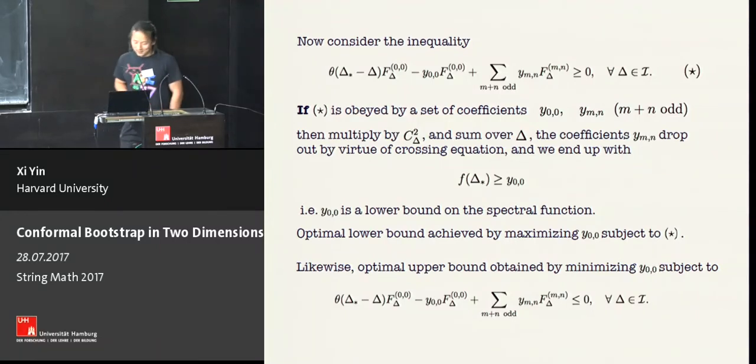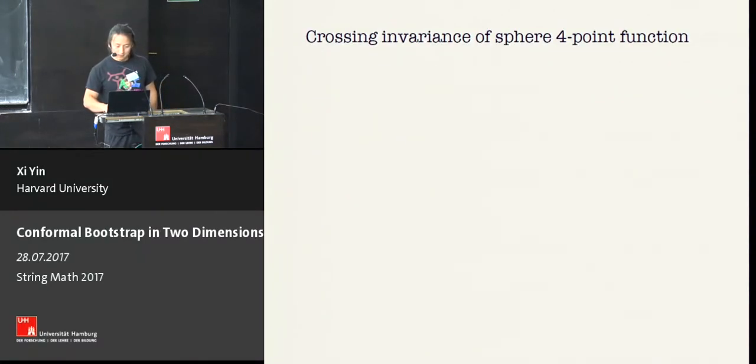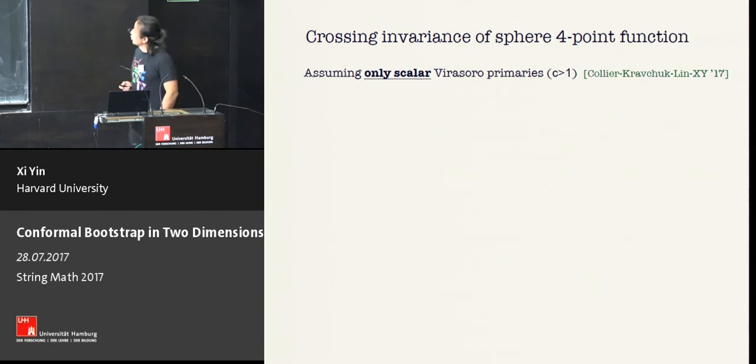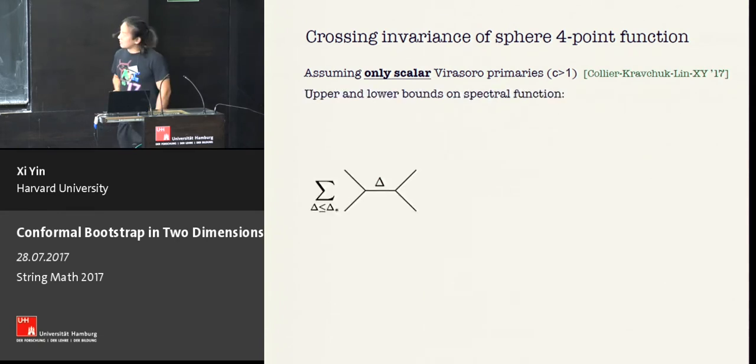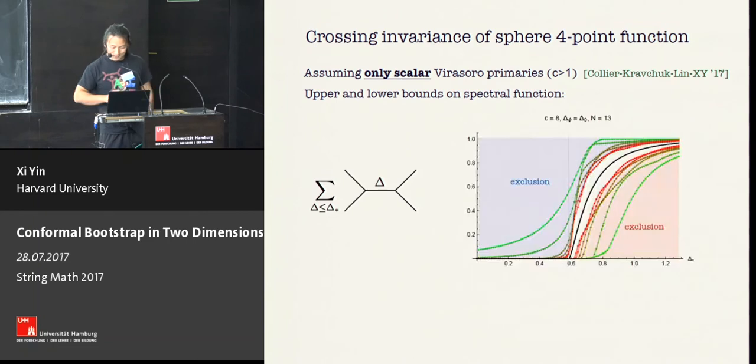Okay. Well, that's nice, but are these bounds actually non-trivial? So now, again, let's assume for the moment that there are only scalar Virasoro primaries, and assume some central charge greater than 1. Let me emphasize that this is very, very special. You can try to bound the spectral function from above and from below numerically. So we do this for a given central charge. If you pick a value of central charge, and you pick a value of external dimension, you get this spectral function. It ranges from 0 to 1 by definition. It's supposed to be monotonic. And there's an upper bound, and there's a lower bound.